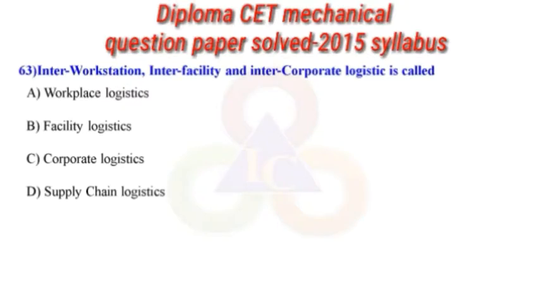63. Interworkstation, interfacility and intercorporate logistic is called A. Workplace logistics. B. Facility logistics. C. Corporate logistics. D. Supply chain logistics. Answer is corporate logistics.